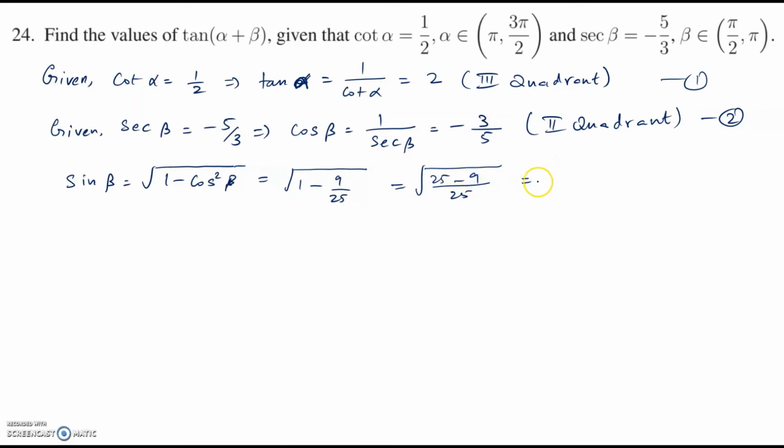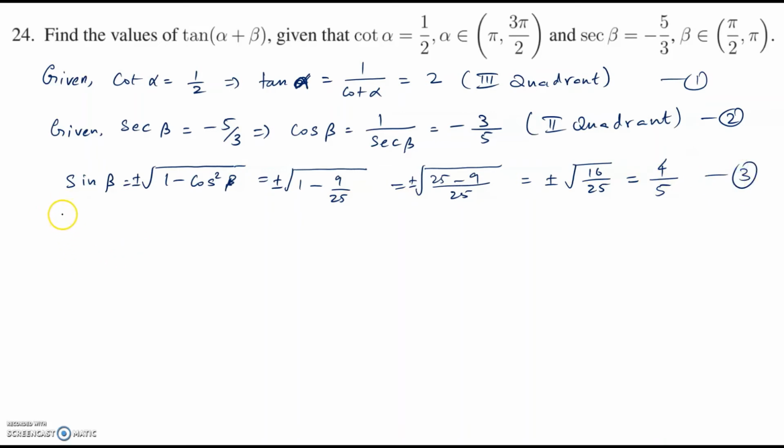So this is equal to, this should be plus or minus, so this is equal to plus or minus root of 16 by 25. Now, since beta is in the second quadrant, in the second quadrant sin is positive. So this will become 4 by 5. Okay, so let's call this 3.